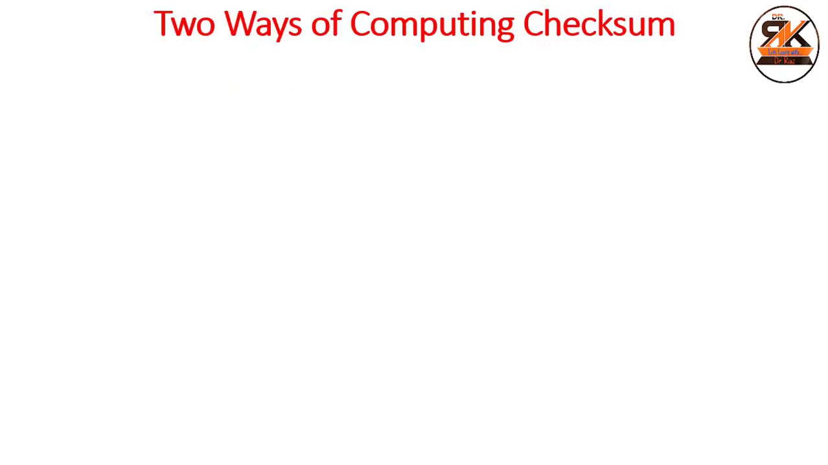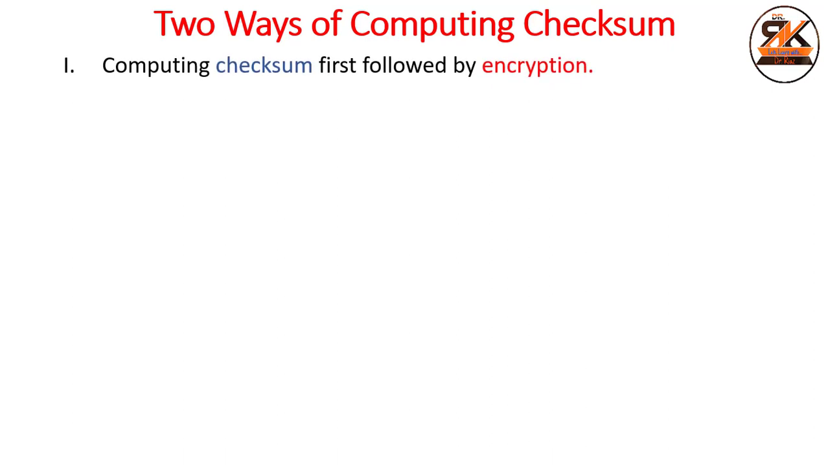There are two ways of computing the checksum. As I just told, there must be some automatic way by which we can prove the authenticity of the message, that is the origin of the message, that it has come from some legitimate source. So for that we have to compute the checksum. There are two ways by which we can compute the checksum. The first way is computing the checksum first, followed by the encryption. So in the first way, first we compute the checksum and then we do the encryption.